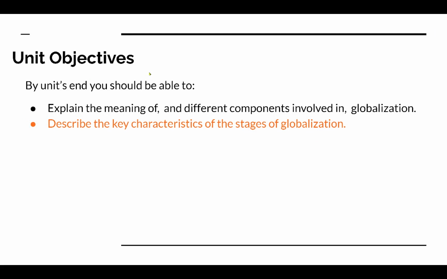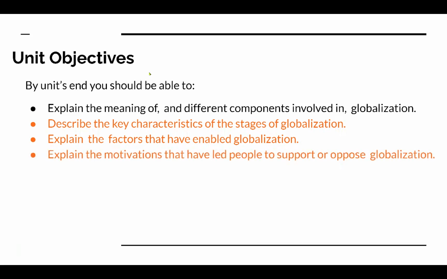This, we're very much going to add learning about new key characteristics of the different stages of globalization. And we're going to learn about the particular factors that made this stage of globalization possible. As we examine 1.0, after we talk about the enablers, we'll talk about what motivated people in this stage largely to support globalization. And here we are also certainly going to have a great many consequences of globalization.